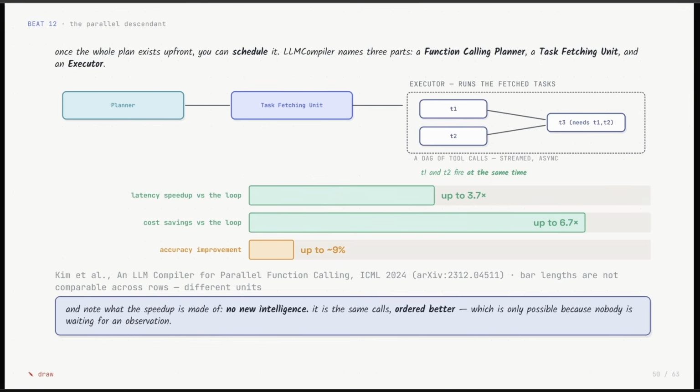And notice that the speedup is not new intelligence at all. It's the same model, same tool calls, ordered better. That's why the DAGs are so important, which is only possible because nobody is sitting there waiting for an observation before deciding the next step. And that's another important point for your reasoning.